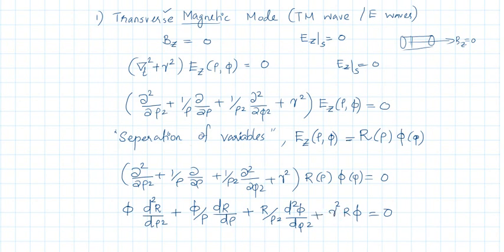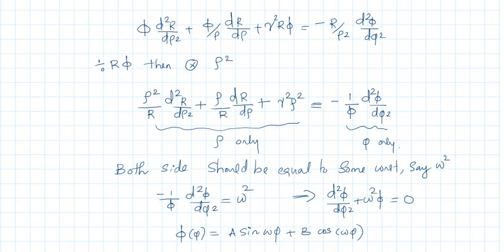Okay. Now this is the separation of variables method. You can take this phi derivative into the right hand side. Left hand side is this. Then divide throughout by R Phi and then multiply with rho square. I will get rho square by R d square R by d rho square plus rho by R dR by d rho plus gamma square rho square equal to minus 1 by Phi d square Phi by d phi square. Left hand side is a function of rho only. Right hand side is a function of phi only.